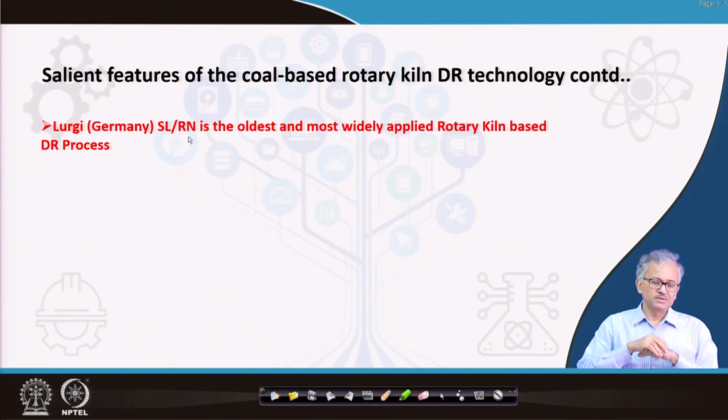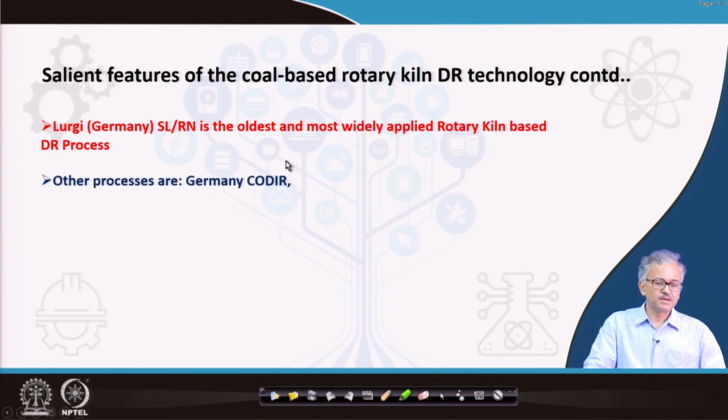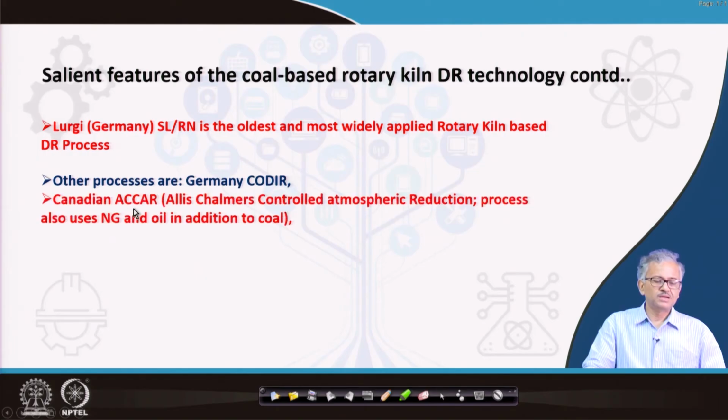In Germany, there is the SLRN process. The SLRN process is a rotary kiln furnace based DR process, and it was invented by, it belongs to the Lurgi company, Germany. It is the oldest and most widely applied rotary kiln based DR process.